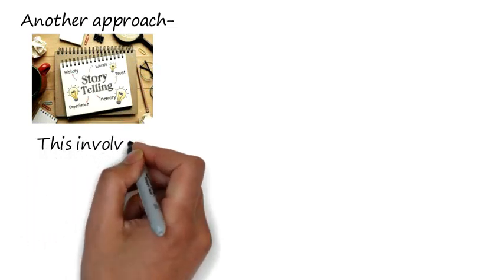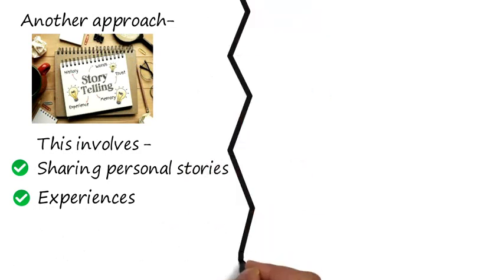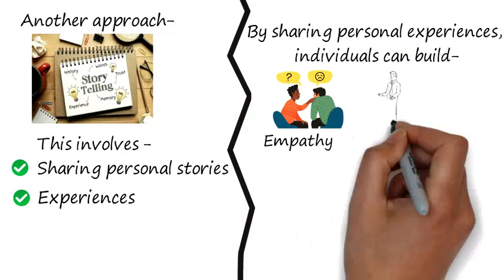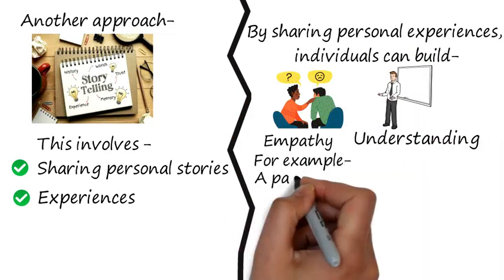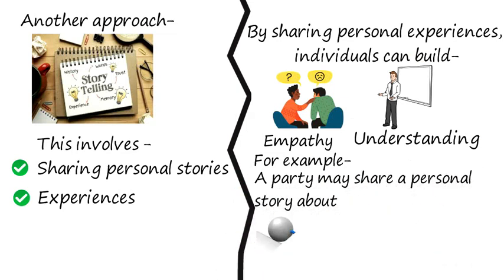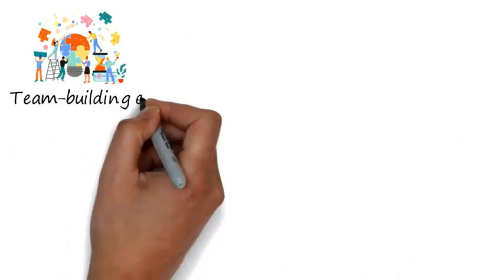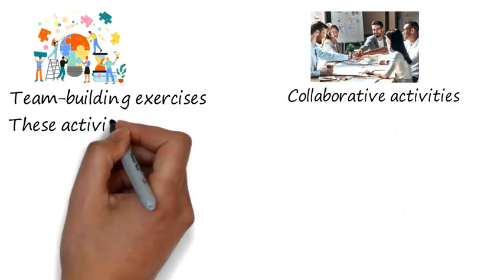Another approach to increasing identification-based trust is to use storytelling. This involves sharing personal stories and experiences to connect the parties. By sharing personal experiences, individuals can build empathy and understanding, which can help to increase trust. For example, a party may share a personal story about when they faced a difficult challenge to build a connection with the other party. Finally, another way to increase identification-based trust is to use team-building exercises or other collaborative activities.